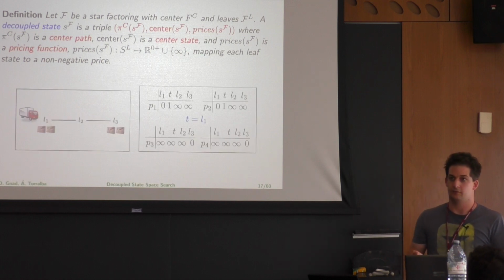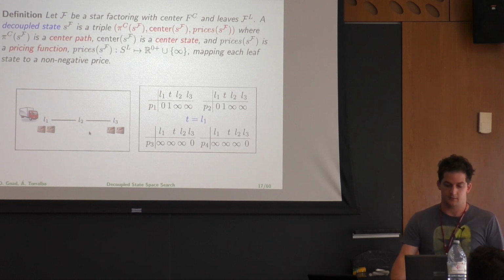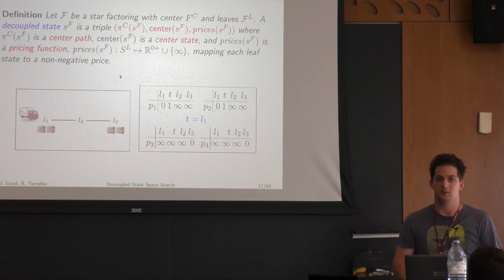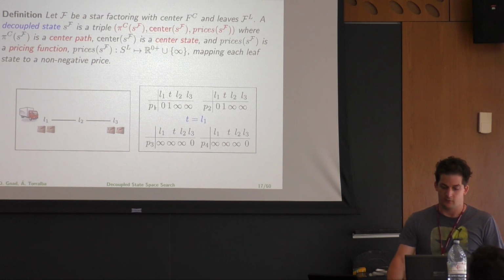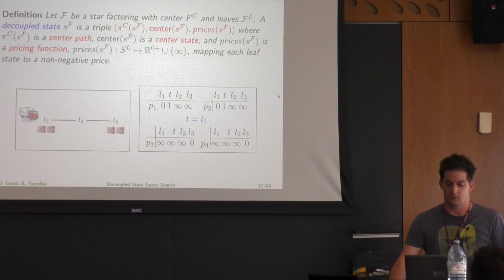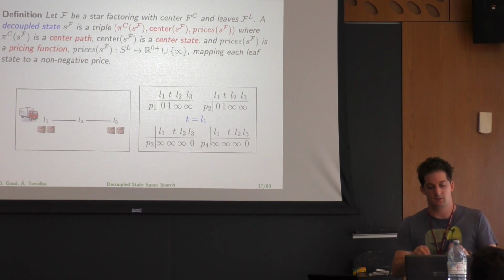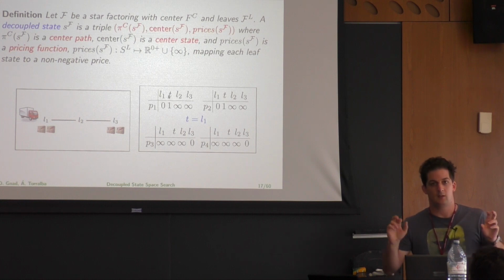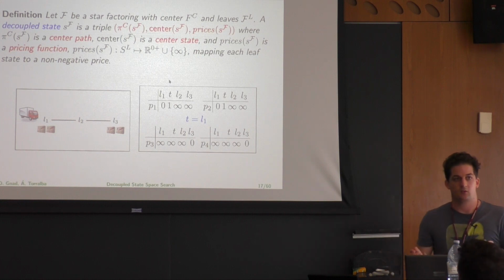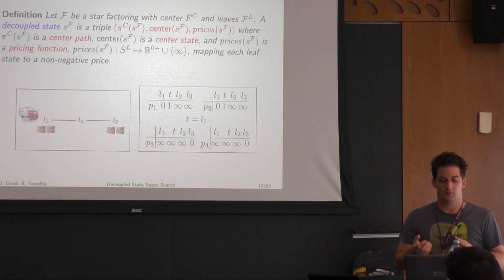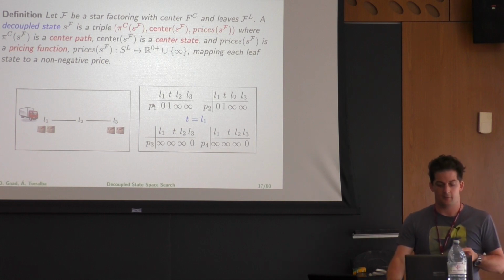Here's an example of a decoupled state on the right-hand side. On the left is just a graphical representation of the initial state of our task. And on the right, you see the decoupled state that represents this and actually a bit more. What we have in the center is our center state. So the truck is in L1. It's in the center. That's a unique assignment. And all around, you have these table-like data structures that store the pricing function given one leaf. For example, in the upper left corner, you have the pricing function for package 1. What does that mean?